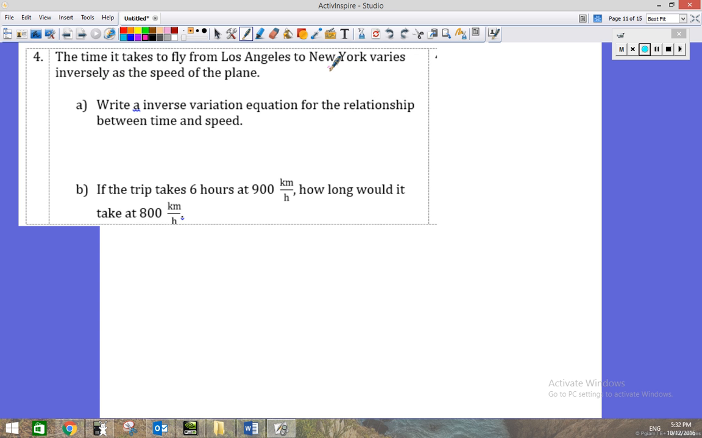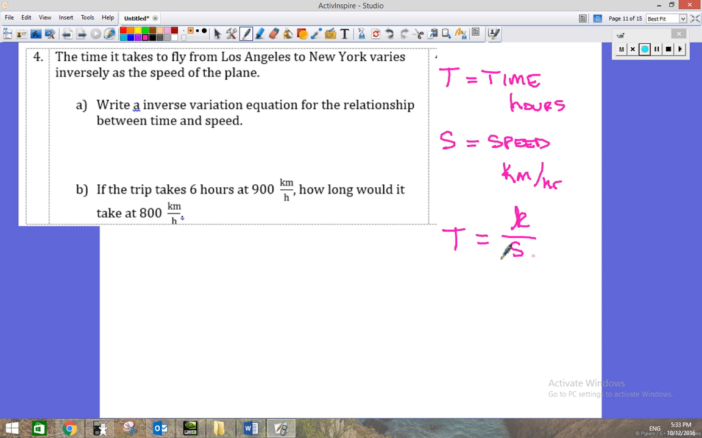Now I have to define my variables again. So let's let t be time. That's a big stretch. And that time is in hours. And let's let s be speed. And the speed of that plane is given in kilometers per hour. So it tells me the time varies inversely as the speed. So inversely, I think division.